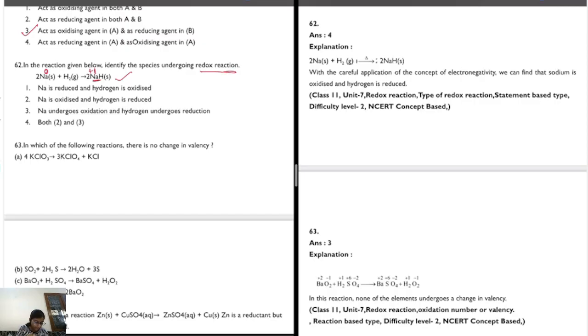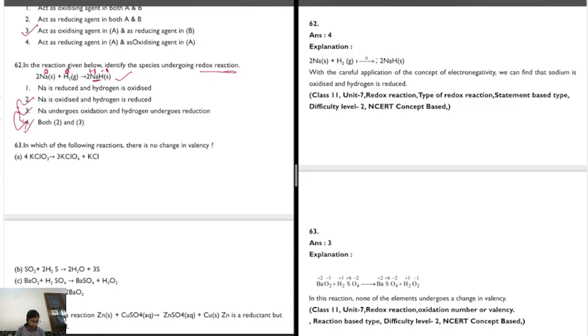And it is undergoing oxidation. All right, it is oxidized. In hydrogen, it is in molecular form, therefore it is 0. And now, when it becomes NaH, it has become a hydride. Therefore, its oxidation state will be -1. So, it is getting reduced. Therefore, this is also correct, this is also correct. That is, statement 4 is correct.